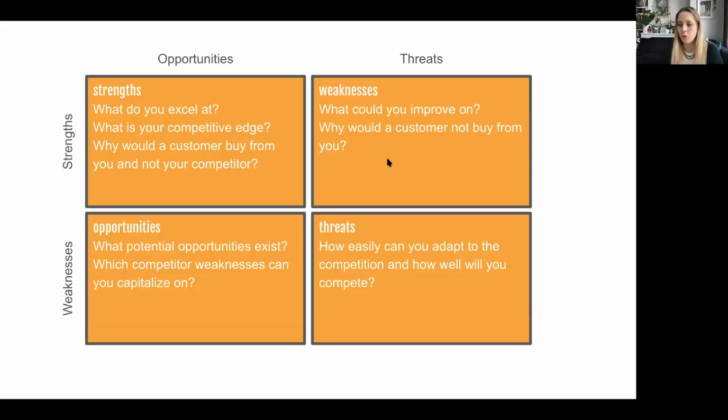So your self-SWOT might look a little bit like this. Under your strengths, what do you excel at? What is your competitive edge? Why would a customer buy from you and not your competitor? Your weaknesses: what could you improve on? And why would a customer not buy from you? Opportunities: what potential opportunities exist? Which competitor weaknesses can you capitalize on? And threats: how easily can you adapt to the competition and how well will you compete?